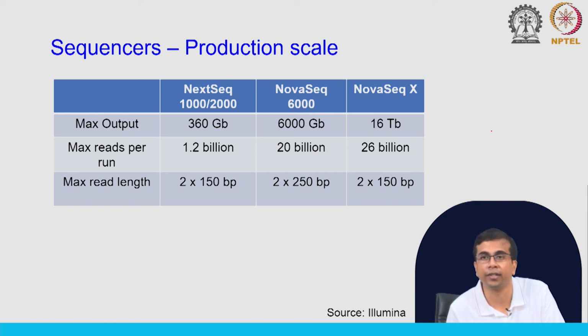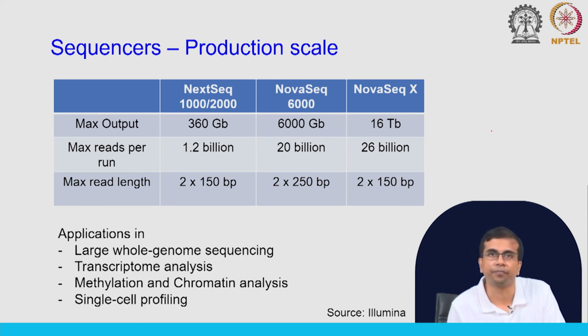So, 20 billion, 26 billion, and the read length is again more or less the same, 2 into 150, but in case of NovaSeq 6000 you can go up to 2 into 250, again paired end, 250 bases each. So, up to 500 base pairs.